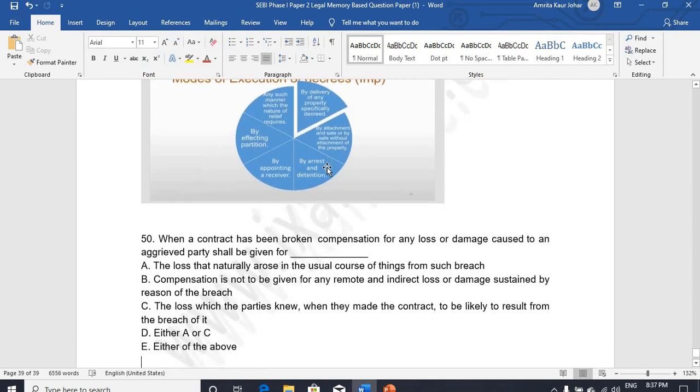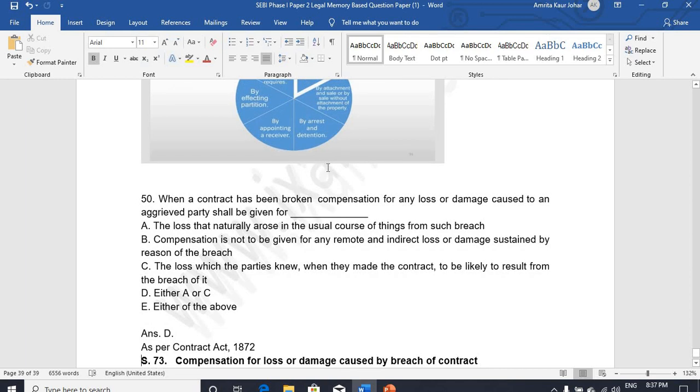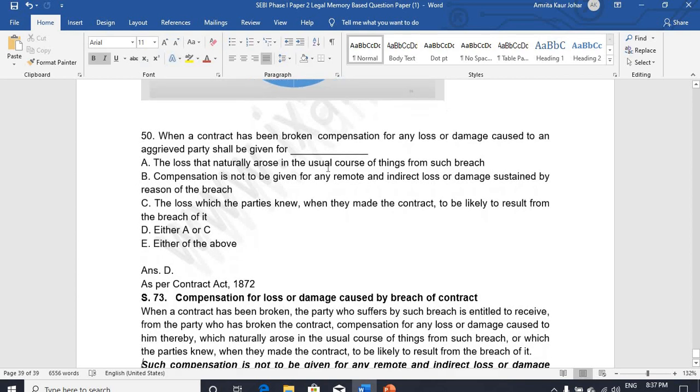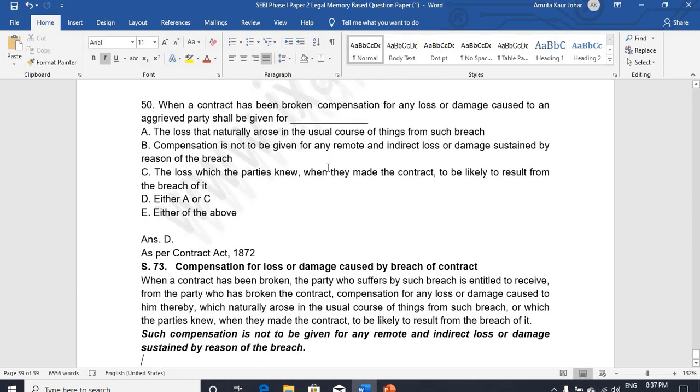The last question for our discussion: when a contract has been broken, compensation for any loss or damage caused to the aggrieved party shall be given for, and the most appropriate answer here will be either A or C. That is, the loss that naturally arose in the usual course of things from such breach, or the loss which the parties knew when they made the contract to be likely to result from the breach of it. This is what is covered under section 73, compensation for loss or damage caused by breach of contract, which directly provides that such compensation is not to be given for any remote and indirect loss or damage sustained by reason of the breach.